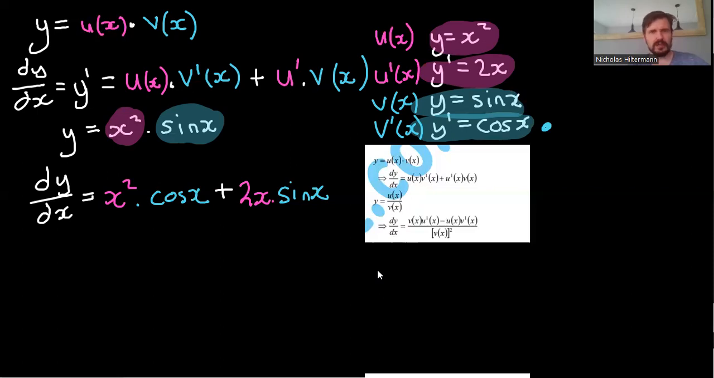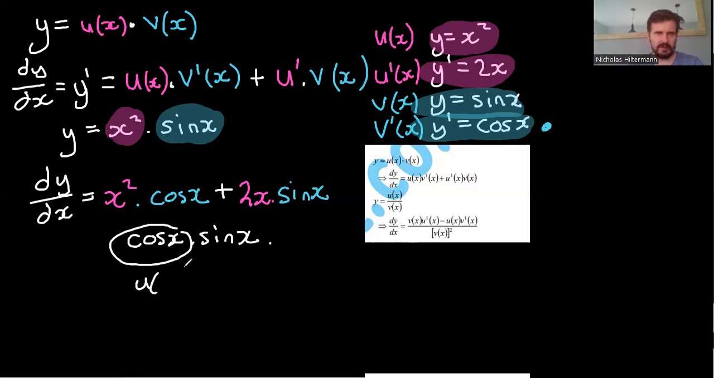Fairly simple once you get to know it. It's just about recognizing when to use it. So if you were given, say, cos x times sin x, you could actually use the product rule here, where you make this your u(x) and this your v(x), and then you just follow the formula.